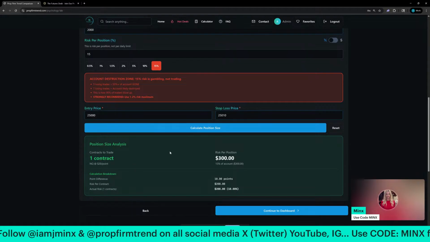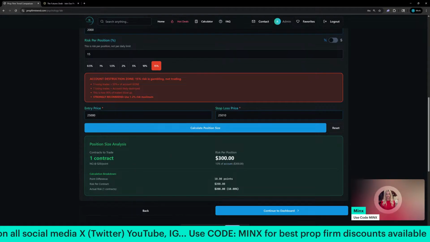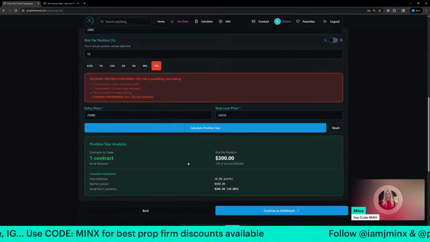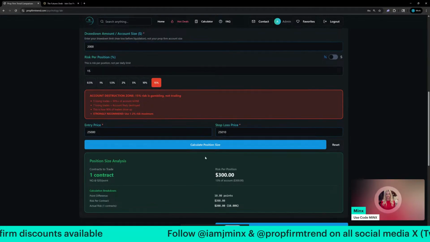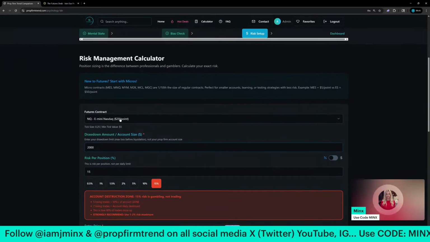So they're not risking $300. They're basically risking 70 or 60% of their account per position. Yep, you're going to blow your account within a day or two. It's going to be done. It's going to be gone. So it's so important to know how to size into this.